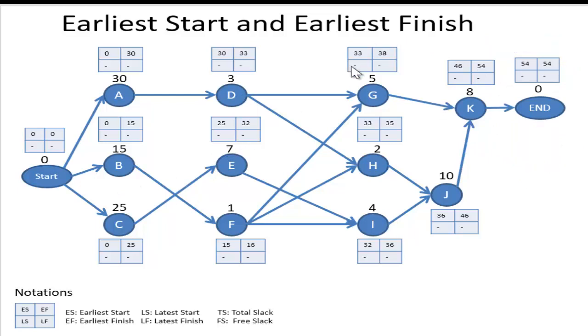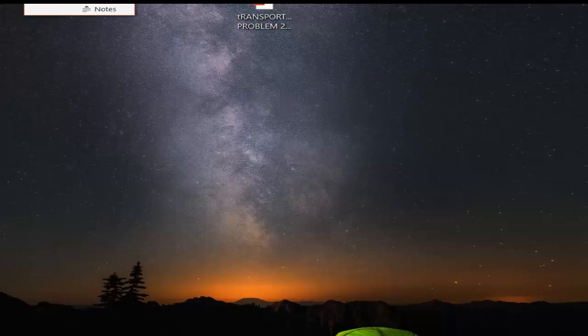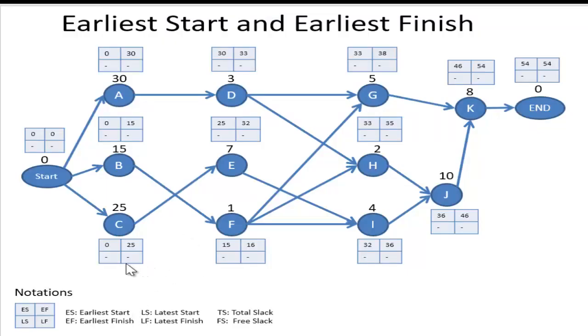Now I have calculated the forward pass. In the forward pass, we calculated the earliest start time and earliest finish time, these two. Those were the two upper boxes. Now we need the bottom two boxes, the latest start time and latest finish time.